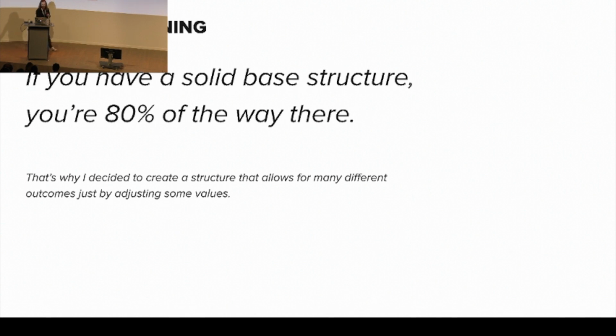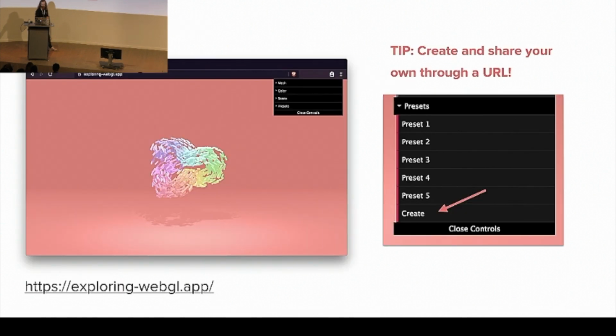So that's why I decided to create a structure that allows many different outcomes to be made just by adjusting some values. If you want to see, this is actually available on a link right now. It's called exploringwebgl.app. It was just a domain that I still had laying around, which is relevant for WebGL.